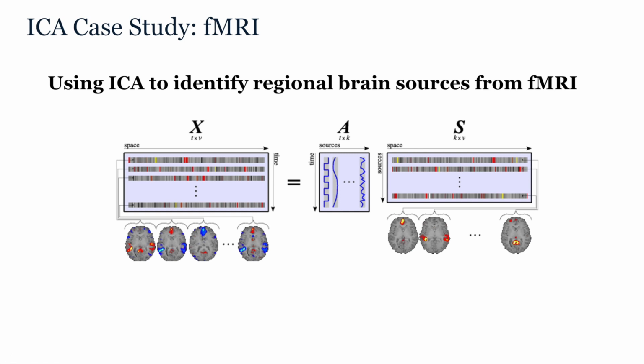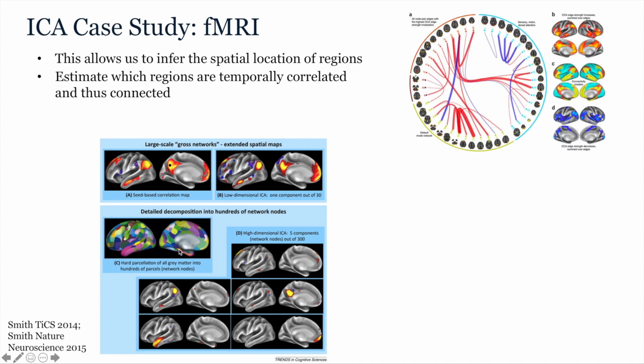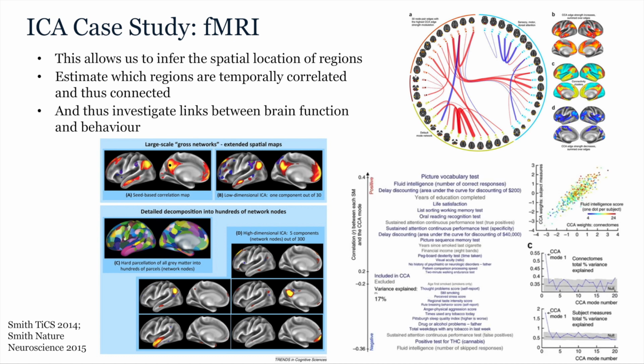Where A here, the coefficients, return linear loadings which can be interpreted as the time series of activity for each brain region. This then allows us to infer the spatial location of different regions of the brain. Then we can estimate which regions are temporally correlated and thus infer that they are functionally connected. And then finally, we can use these data sources to investigate links between brain function and behaviour.